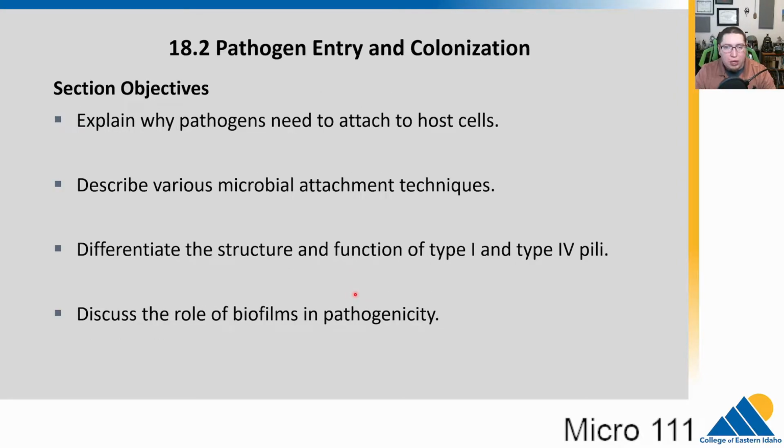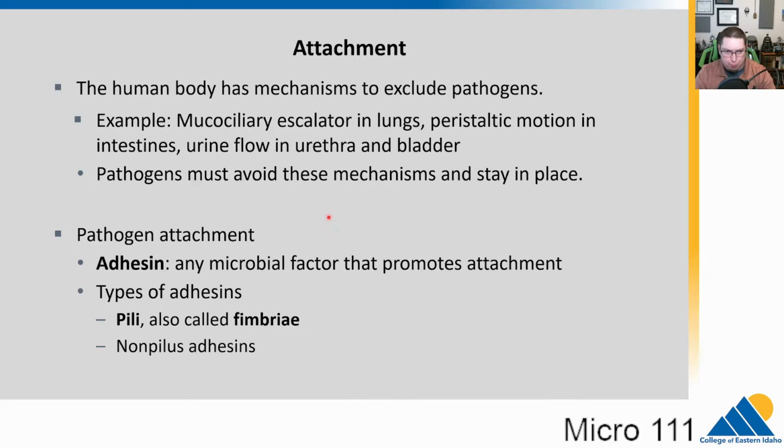In Chapter 18.2, we're going to talk about the first steps in the process, pathogen entry and then pathogen colonization. We're going to talk about why pathogens need to attach to the host cells, did a little overview of that, but we'll talk about ways that they do this. And then we'll particularly talk about pili. We have two types, type 1 and type 4. And then we'll talk about something really critical, biofilms, which are super important to pathogenicity.